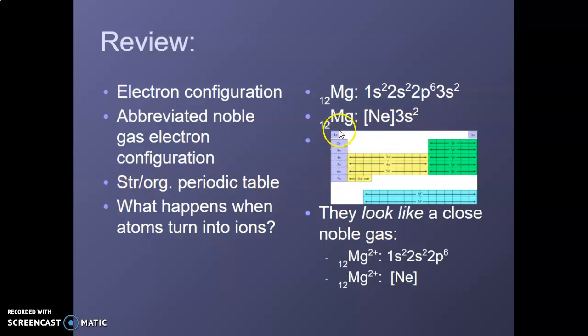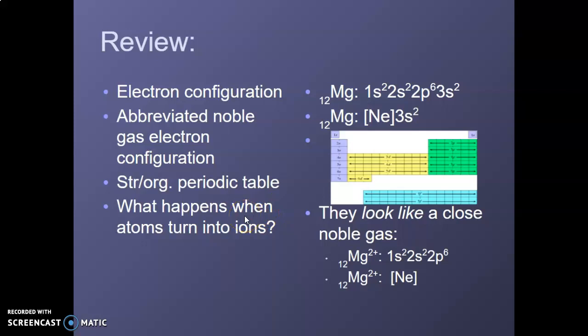In particular, we said that this is called the S block right here. It's got 2 columns. This is the P block right here. It's got 6 columns. D block has 10 columns. And F block has 14 columns. And that relates to the maximum number of electrons that can be held in each sublevel.